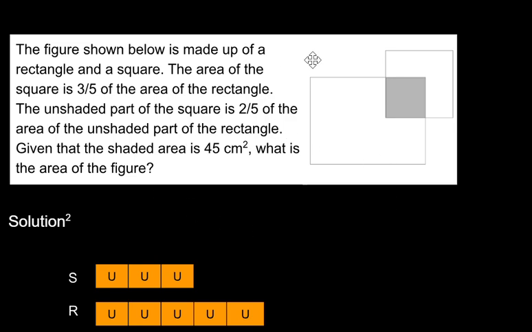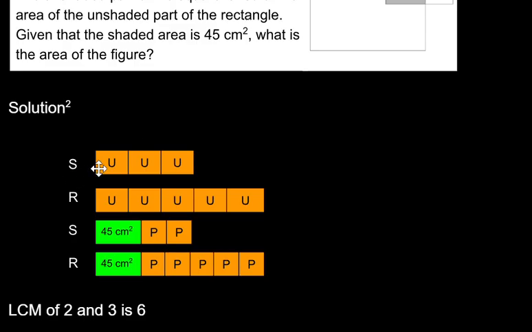Okay, so there's a lot of information that's given. So let's break it down. First part, he said the figure is made up of a rectangle and a square, which we already know: this is a square, this is a rectangle, and the area of the square is 3/5 the area of the rectangle. So if I use S to represent the square, R to represent the rectangle, we will see that there is 3 units of square and 5 units of rectangle.